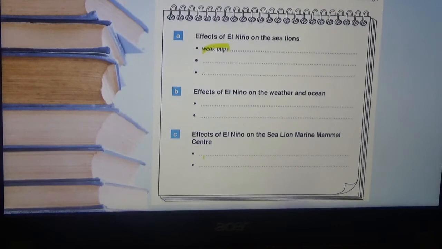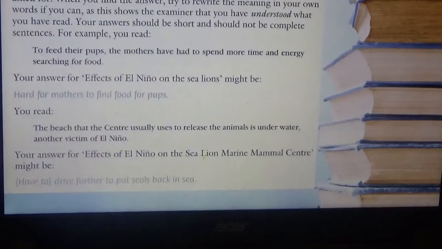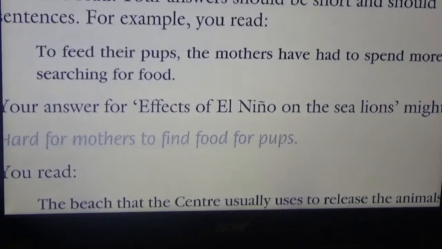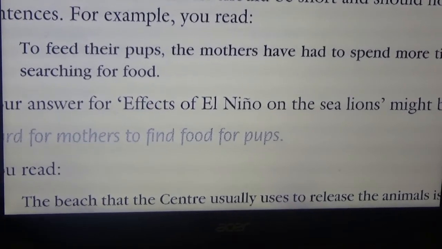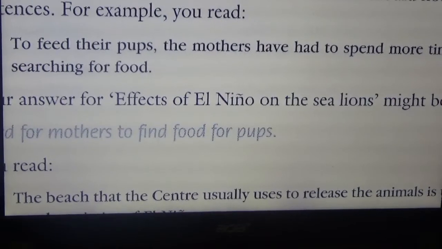When you find the answer, try to rewrite the meaning in your own words if you can, as this shows the examiner that you have understood what you have read. Your answers should be short and should not be complete sentences. For example, you read here, to feed their pups, the mothers have to spend more time and energy searching for food.